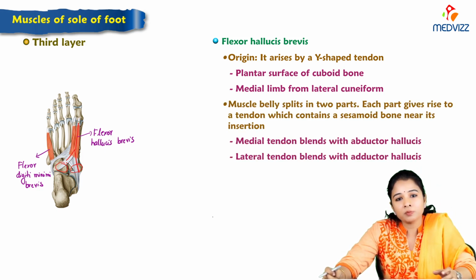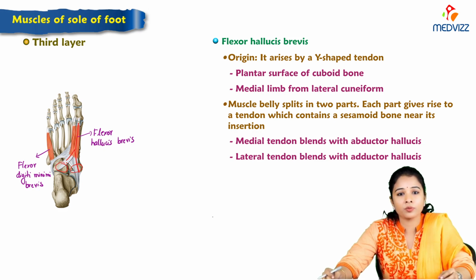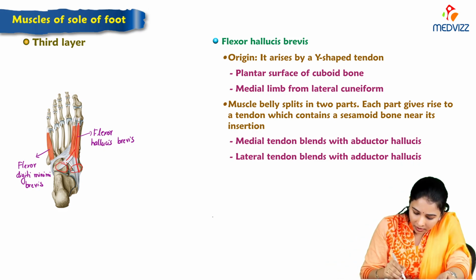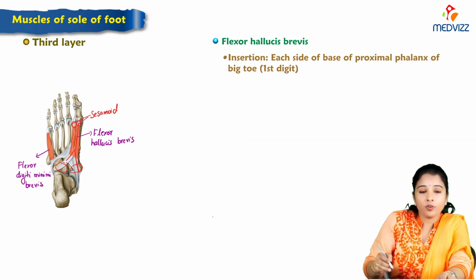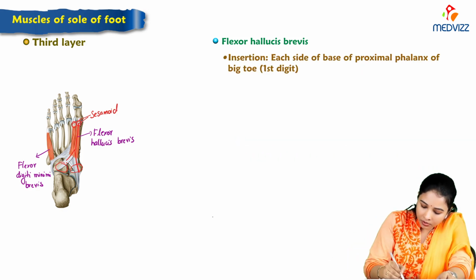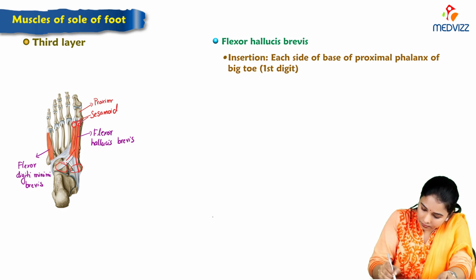The muscle belly splits into 2 parts and each part gives rise to a tendon which contains a sesamoid bone. So each part, we can see, contains a sesamoid bone before its insertion to the base of the proximal phalanx of the great toe.